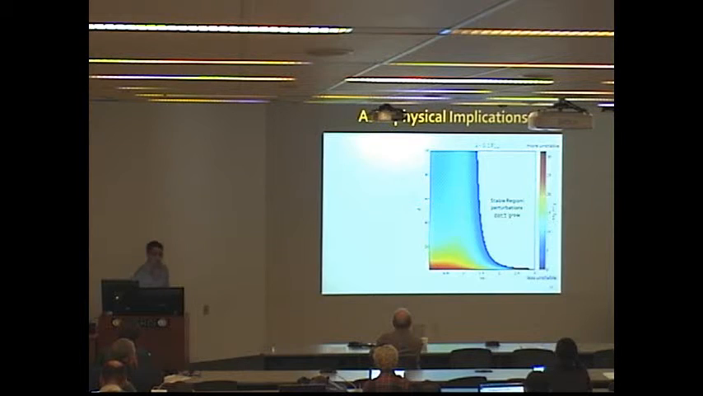Okay, so very quickly, astrophysical implications of this work. What I have plotted here is a color map in the delta-M parameter space.